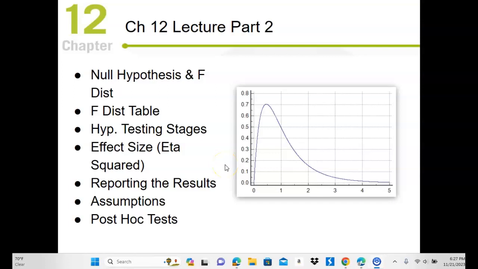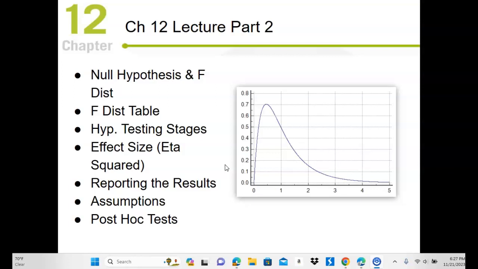Hi, this is the Chapter 12 lecture, the second half. So in this second half, we're going to cover the null hypothesis and the F distribution. We're also going to learn a new table and review what the stages were for making the calculations. We're also going to look at the effect size for an ANOVA and how to report the results.